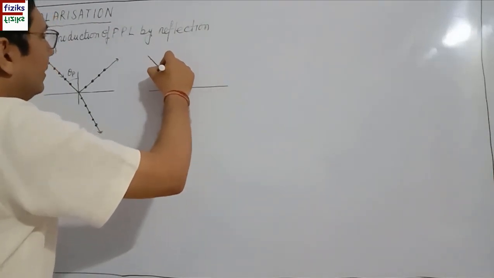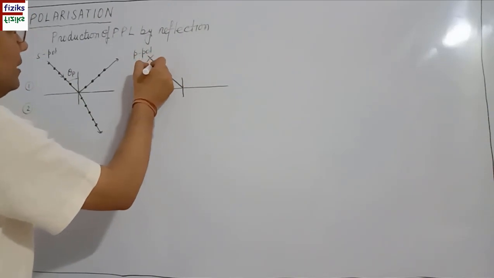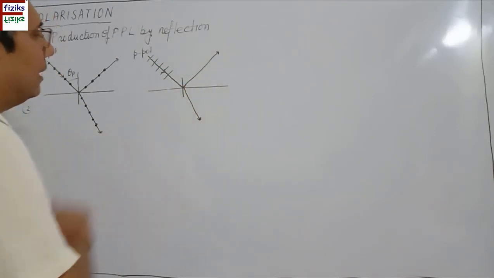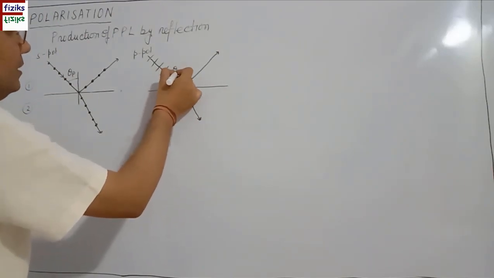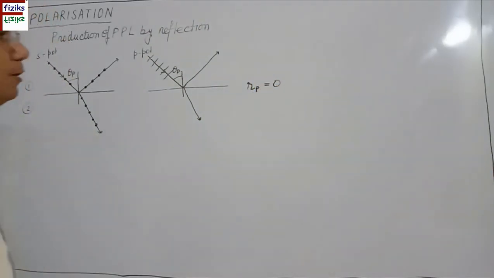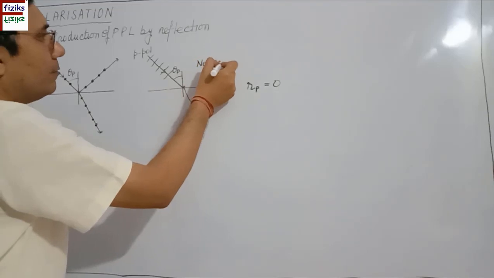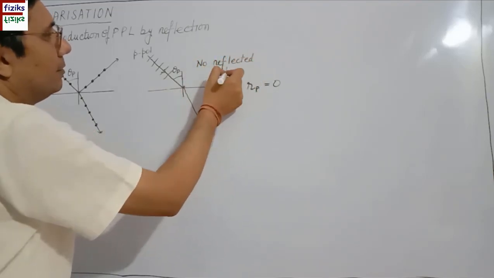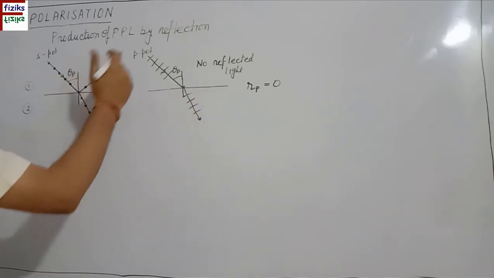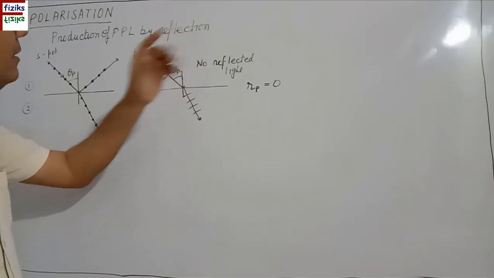Now, in the second case, if the incident light is P-polarized, meaning electric vectors are parallel to the plane of incidence, then a part of it will be reflected back and a part of it will be transmitted. And if the angle of incidence is theta p, then for this case the amplitude reflection coefficient becomes 0. It means there will be no reflected light at Brewster angle. So what you are observing is that if S-polarized light is incident, a part of it will be reflected back. But if the incident light is P-polarized at this Brewster angle, then there will be no reflected light.